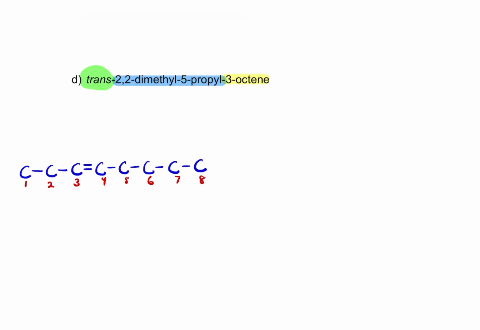And next, I got 5 propyl. So at carbon number 5, I got 5 propyl. So this will be CH2, CH2, CH3, because propyl has a 3 carbon chain. And next one, at carbon number 2, here I got 2 methyl groups. So I got one CH3 and another CH3. And the rest of it, I'm going to fill in with hydrogen.